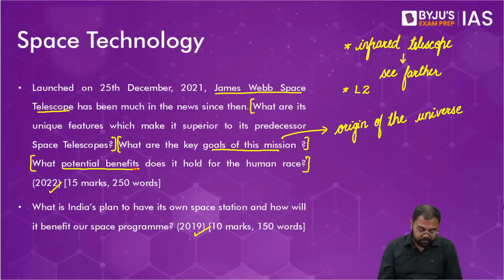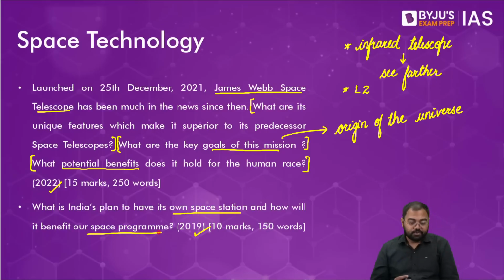Then the next question, if you see, what is India's plan to have its own space station, and how will it benefit our space program? So this is something that was in the news in 2018, because in 2018 there were some news flying around that India might join the International Space Station. But then India had said that we are working on our own plan for having our own space station, and we are trying to target 2030, that by 2030 India will have its own space station.